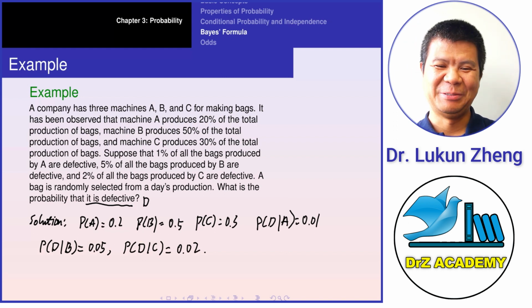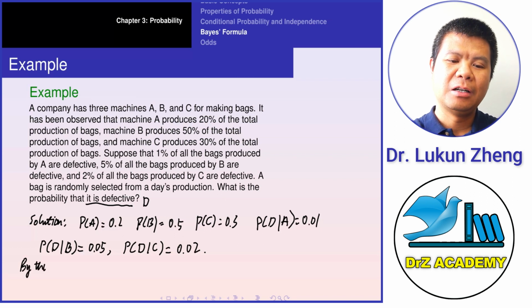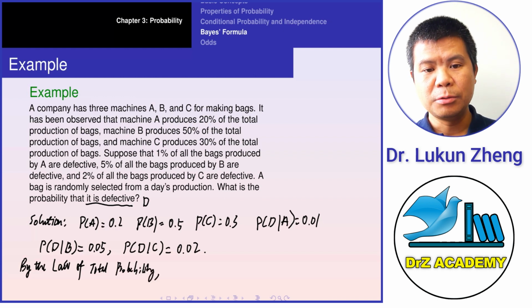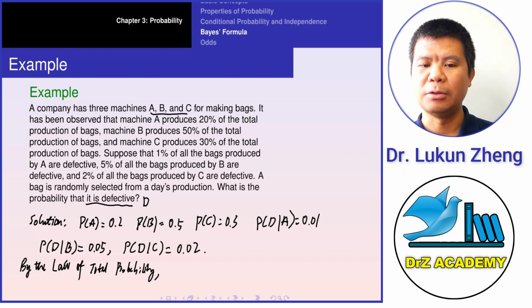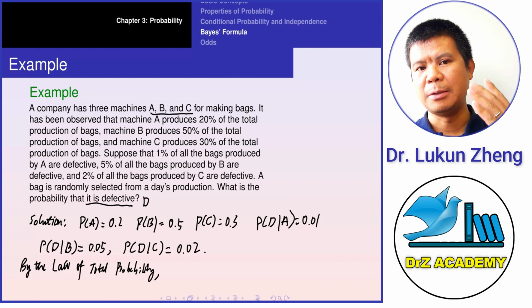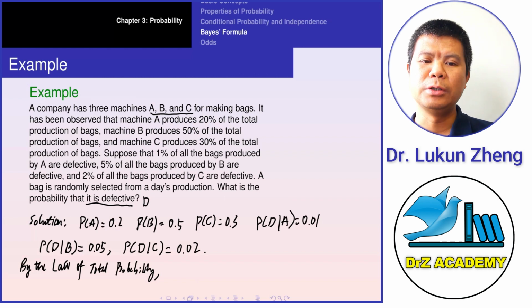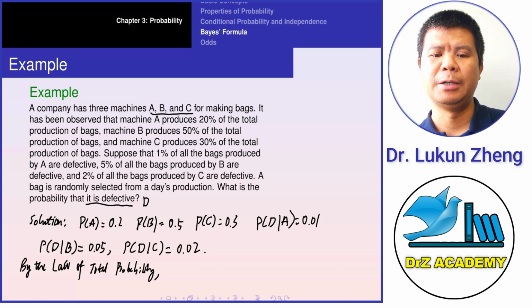Now we're ready to proceed, by the law of total probability. Another point is that A, B, C forms a partition, right? You need to know there are only 3 machines, A, B, and C. So all the products are made by A, B, or C. They are mutually exclusive and their union is the sample space. Therefore, A, B, C forms a partition.